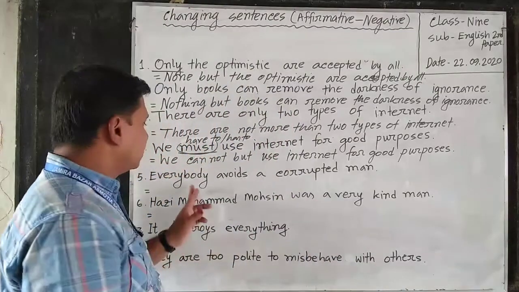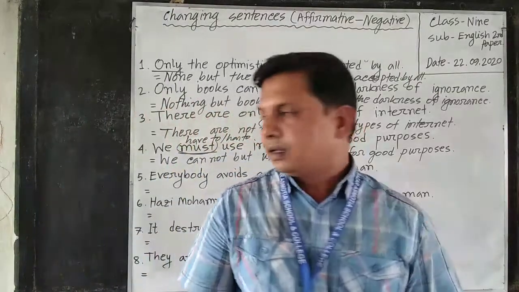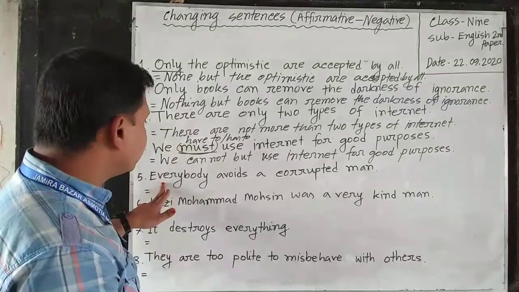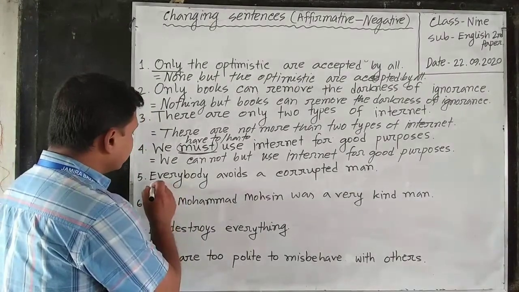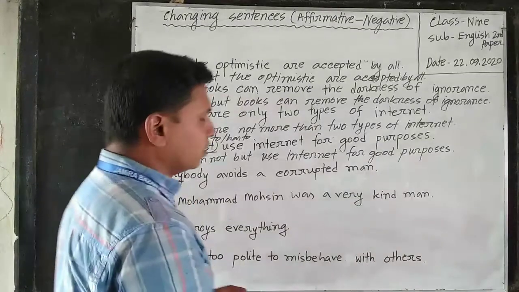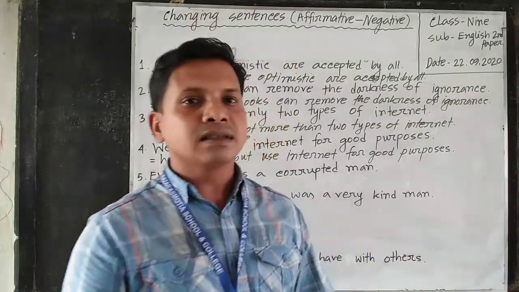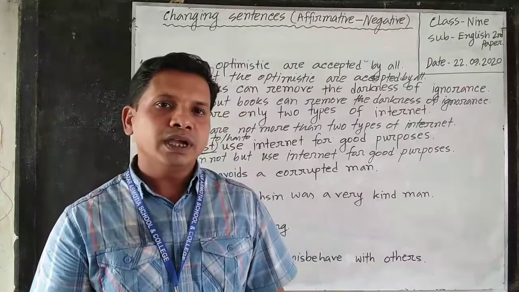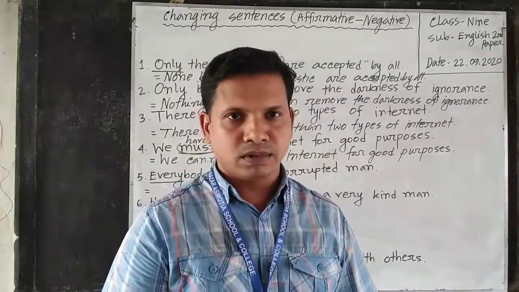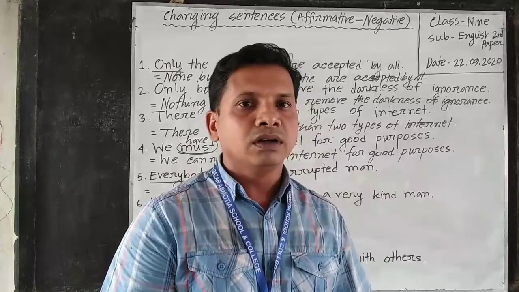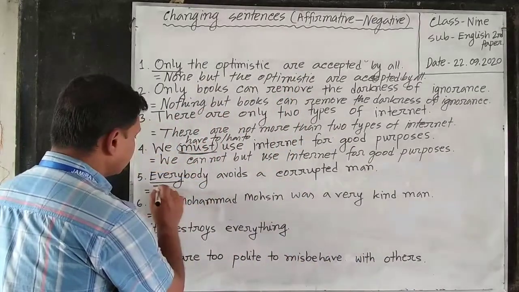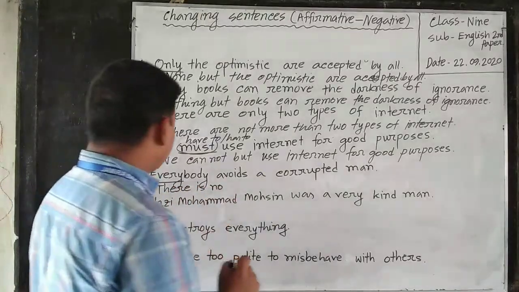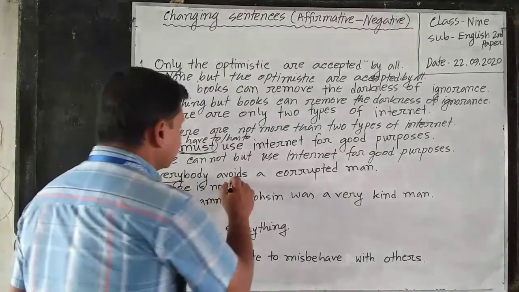Now the fifth sentence. Here the affirmative sentence begins with every. We know if any affirmative sentence begins with every, to make it negative, we have to use there is no instead of every. So the answer will be there is no body.